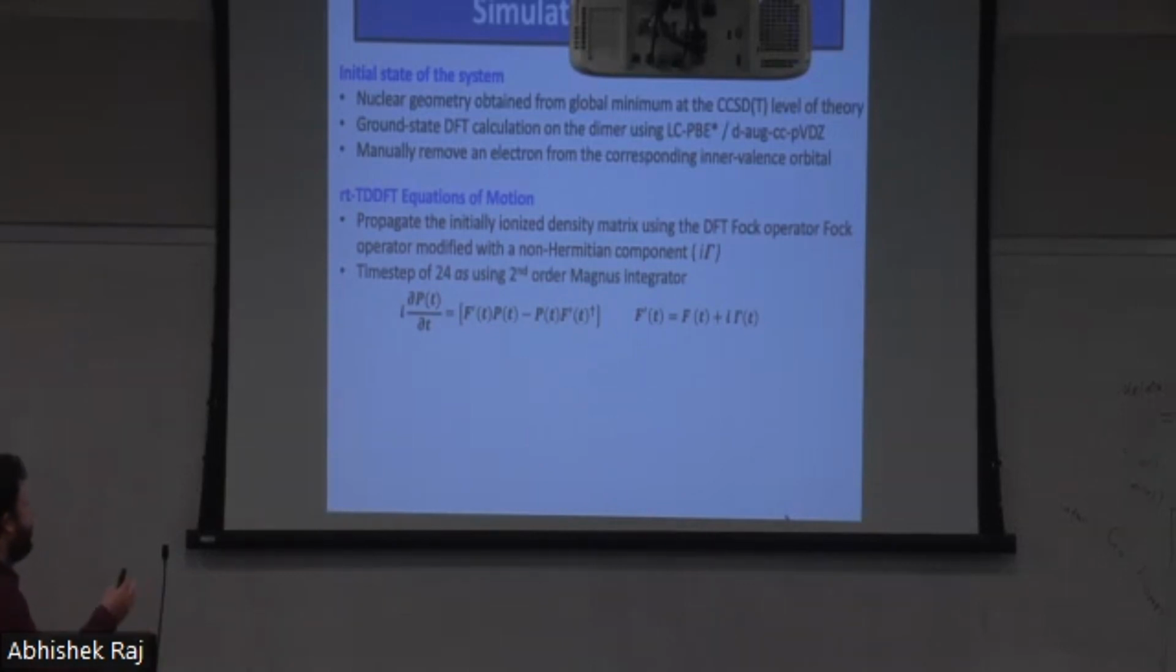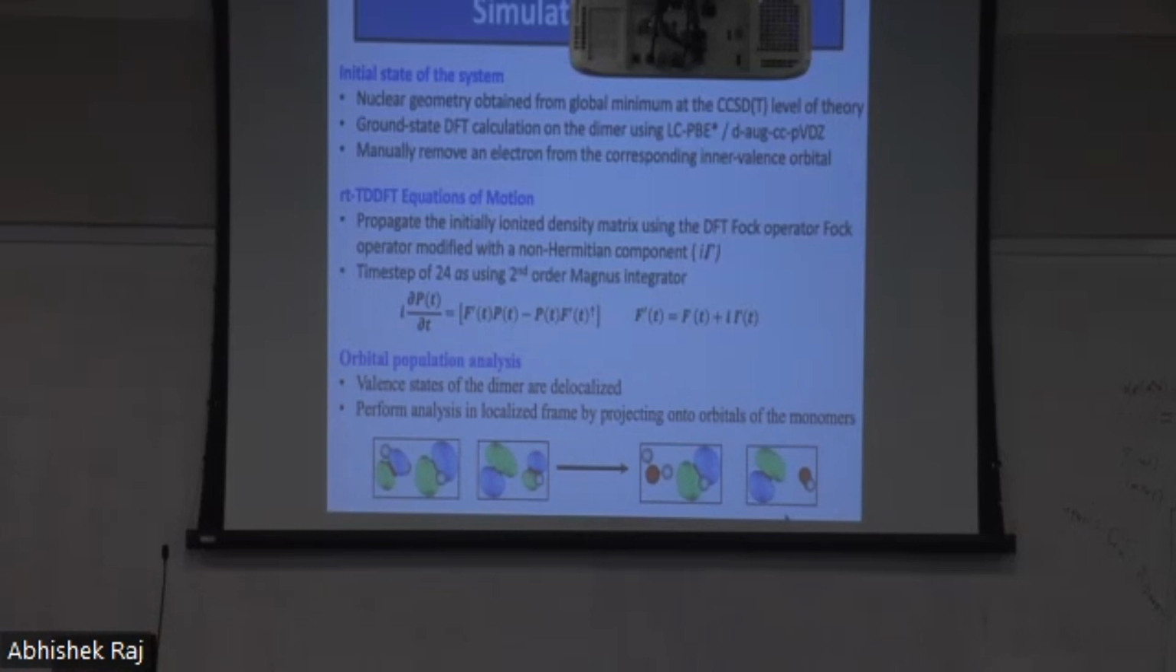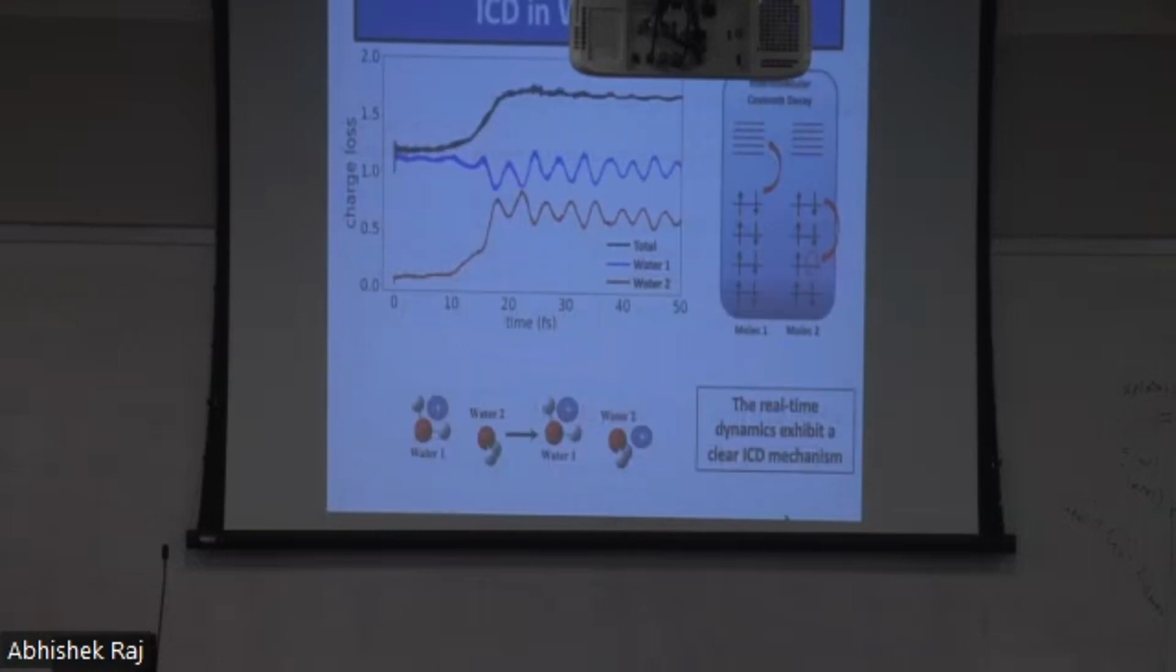We're then going to run real-time TDDFT again with this cap being employed. Here are a few different details. Our time step is basically 1 atomic unit, so 24 attoseconds. We're using a second order Magnus integrator for those interested. And lastly, we're doing this orbital population analysis where, because these valence states are delocalized, we project back into the orbitals of the monomers. So anything that I'm talking about in terms of population of molecular orbitals, this is really the analysis that we're doing. So with that in hand, let's start looking at some results.